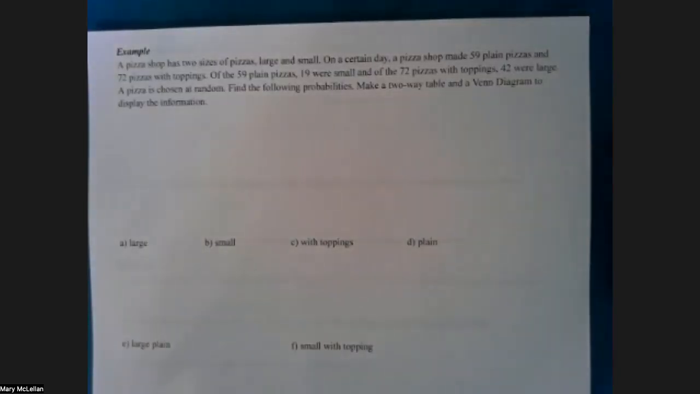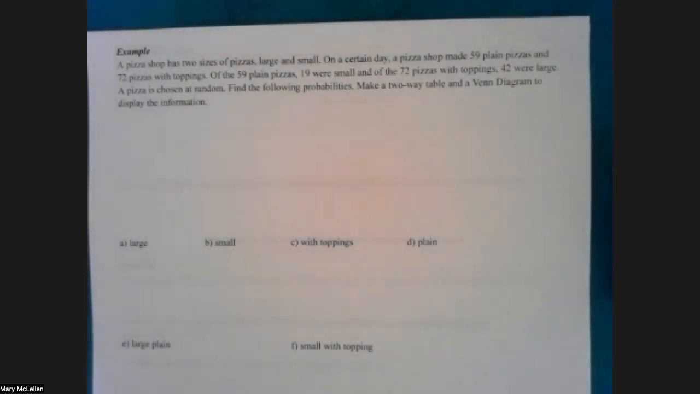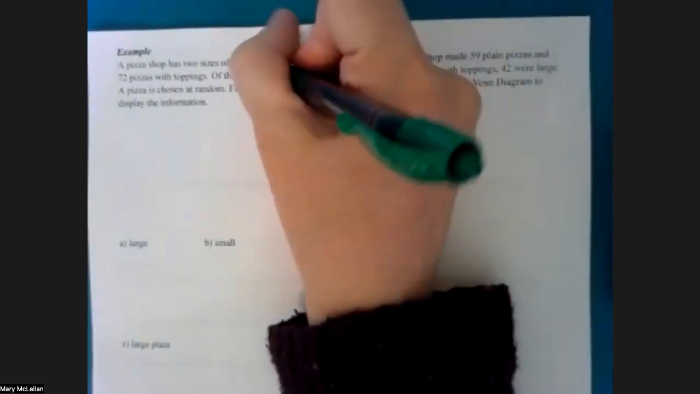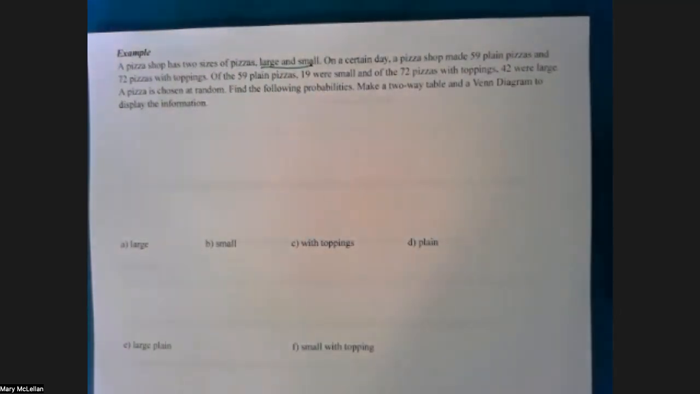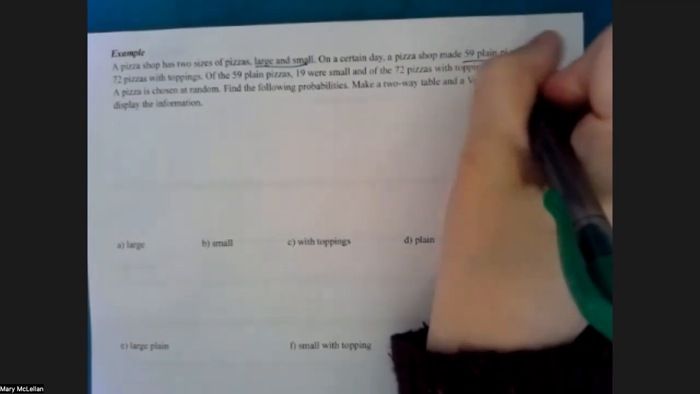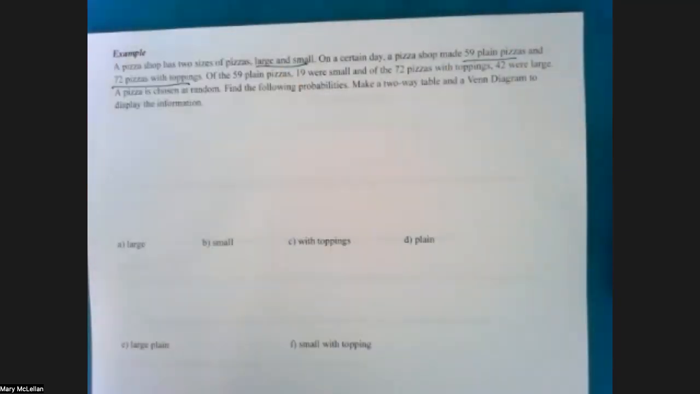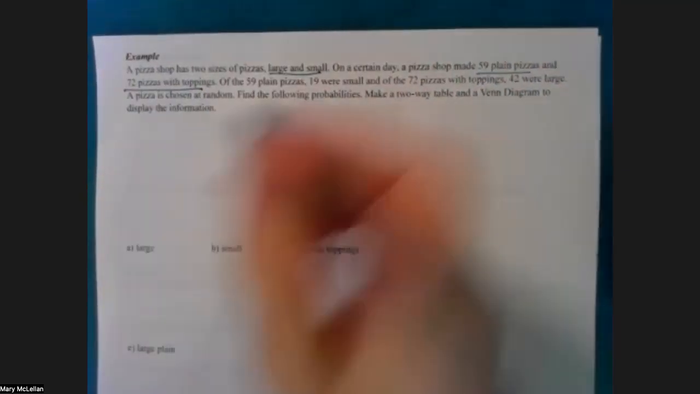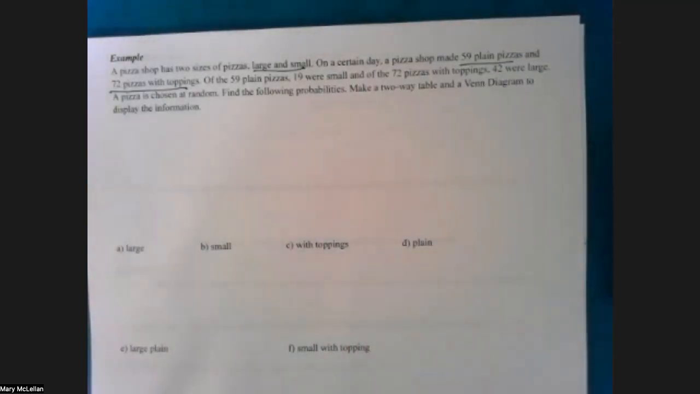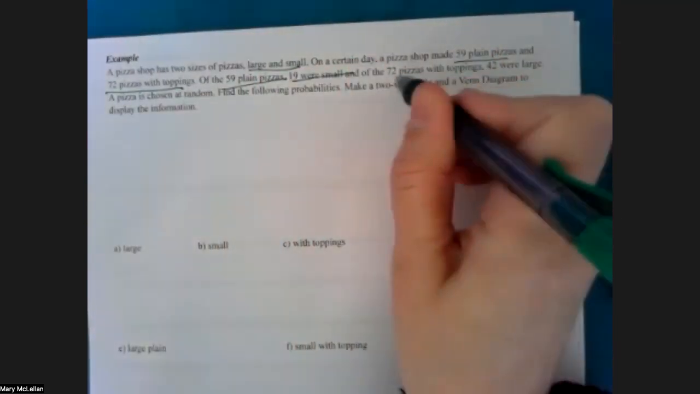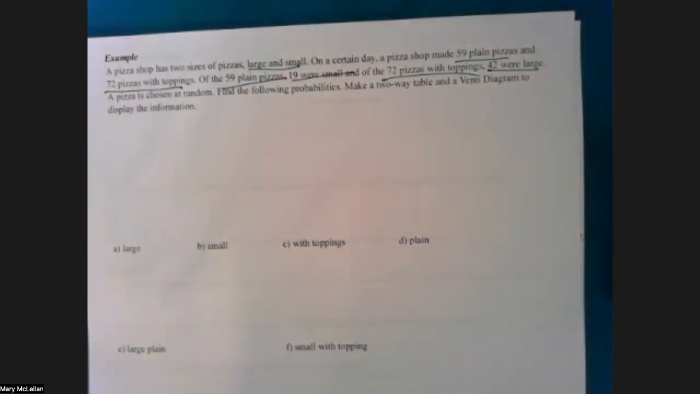Okay, so for this one, we have another example. A pizza shop has two sizes of pizza, large and small. On a certain day, a pizza shop made 59 plain pizzas, 72 pizzas with toppings. Of the 59 plain pizzas, 19 were small, and of the 72 pizzas with toppings, 42 were large. Oof, this is a lot of numbers. A pizza is chosen at random. Find the following probability. We'll make a two-way table and a Venn diagram.